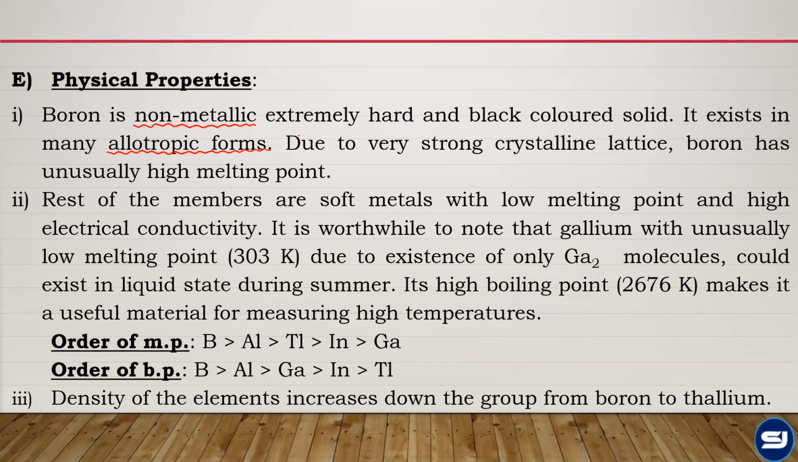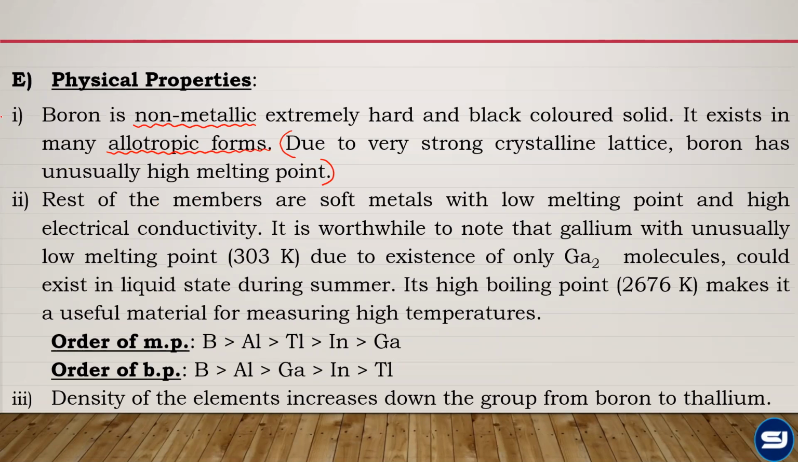So due to the very strong crystalline nature, strong because there is a regular arrangement of the atoms in the boron element, boron has an unusually high melting point. And if you look at the values in the table, the melting point and the boiling point are enormously high. The rest are not that high. The difference is huge.